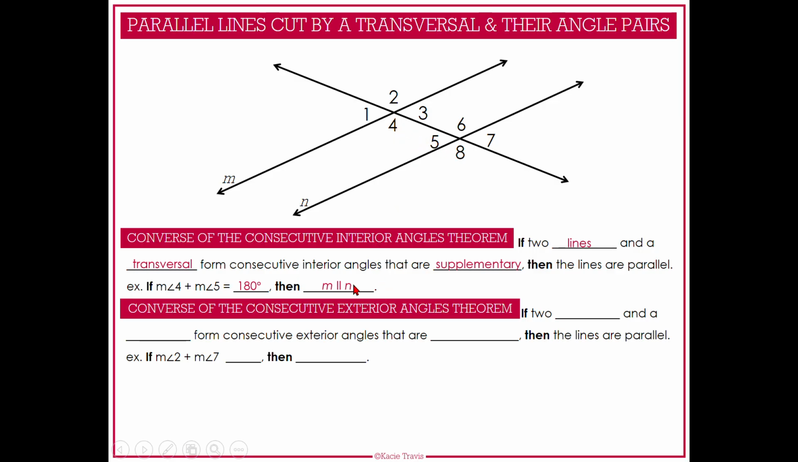It's also the same type of deal if we got some exterior ones. So, if two lines and a transversal form consecutive exterior angles that are supplementary, then they are parallel. So 2 and 7, those are both consecutive, they're both exterior. If they add up to 180, then your lines M and N are parallel once again. All right, people. So that was a solid bit right there. Let's get a little bit of practice in here.